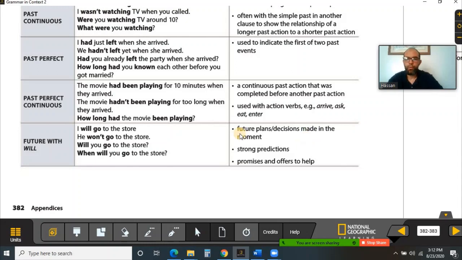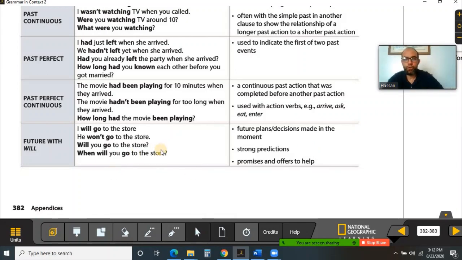So when we want to talk about future plans or decisions made in the moment, okay, we have to use will. I will go to the store. When there is no plan but the plan is made right now, use will. Okay, I will go to the store. He won't go to the store. Negative form. Strong predictions. When we have strong predictions about the future, we use will as well.